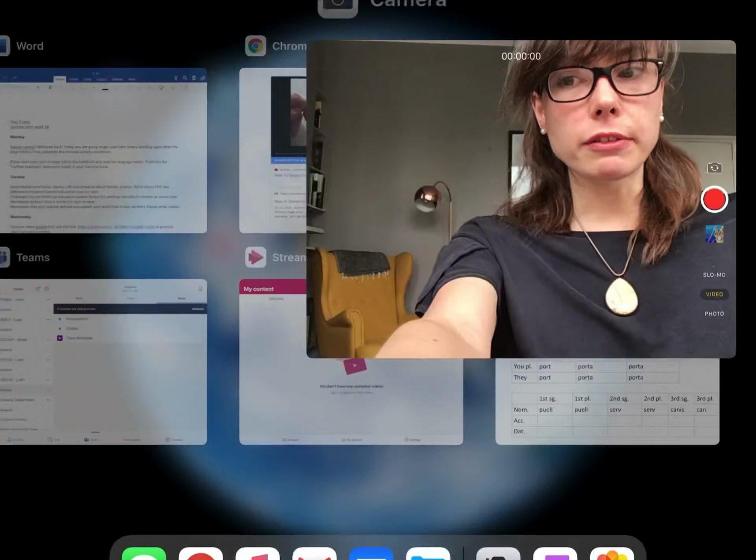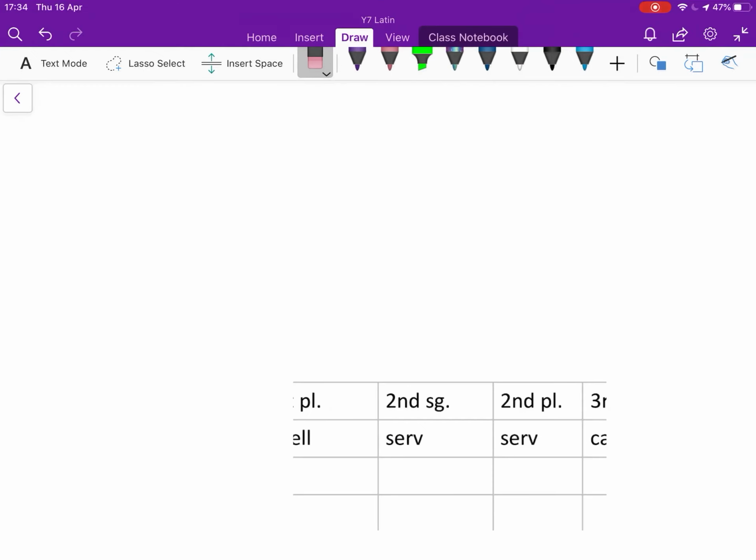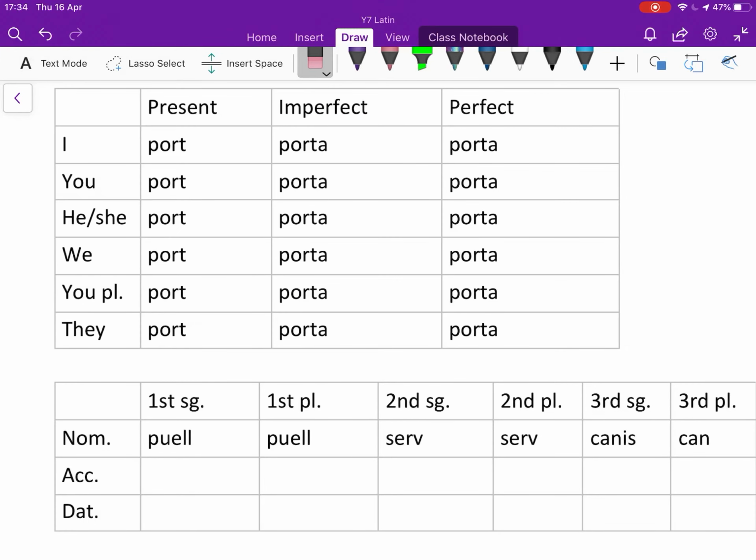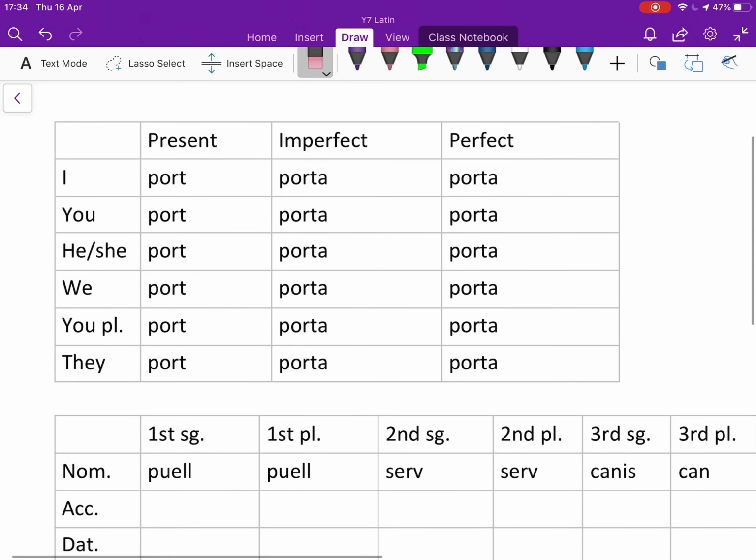This week you're going to be revising all of those noun and verb endings which you learned so brilliantly last term. So just to help you out, let's start with verbs. Remember that you've learned 3 tenses so far in Latin.